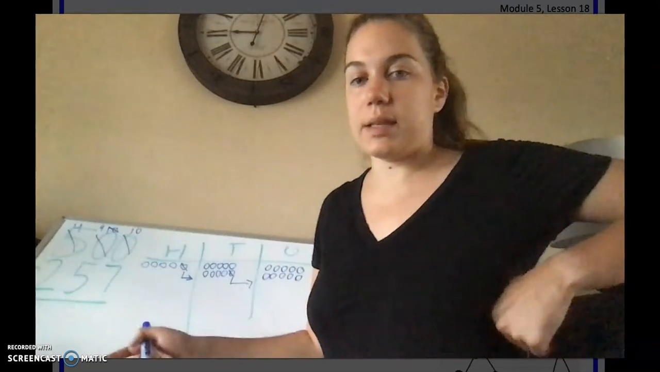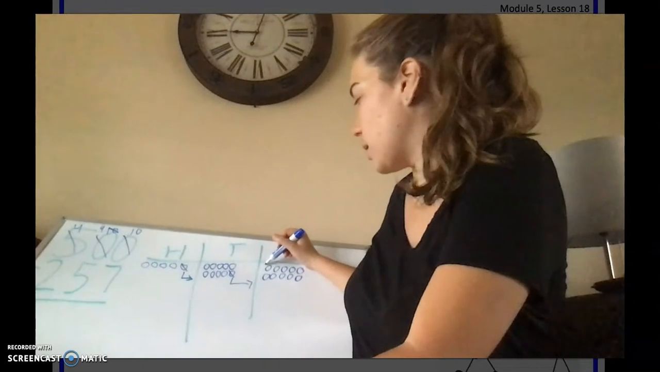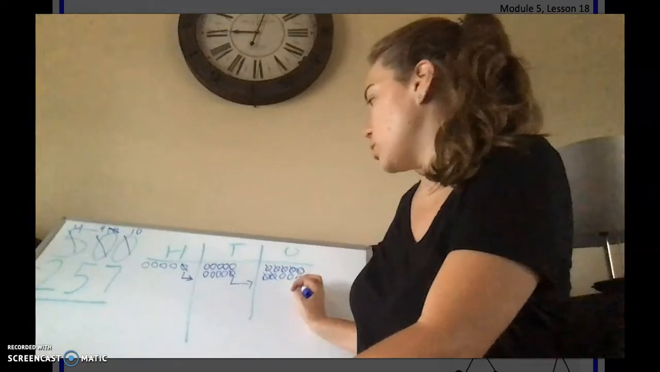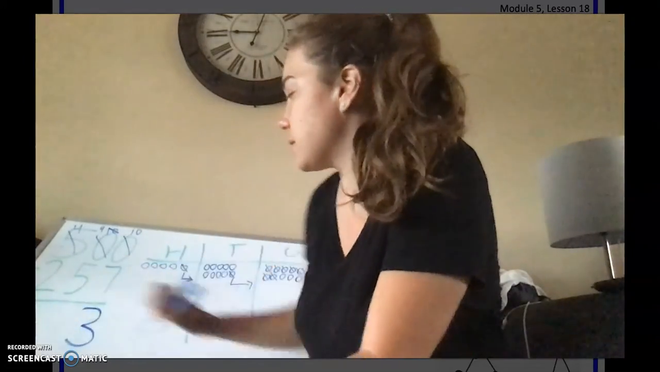So now we can do 10 minus 7. So let's cross off 7 ones. Ready? 1, 2, 3, 4, 5, 6, 7. There are 3 left.